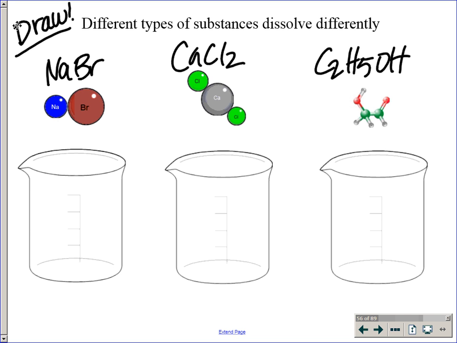All right, you're doing a quick sketch here. I want you to think about how these different substances could interact with water, how they would dissolve differently with water. Some of us are going to identify up front that we have a series of combinations of ionic and covalent. Which of these three are covalent? 1, 2, or 3? 3.